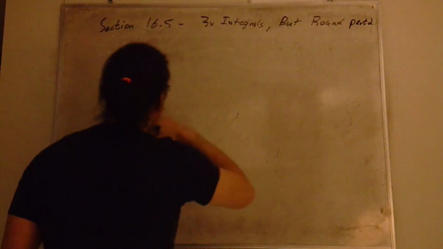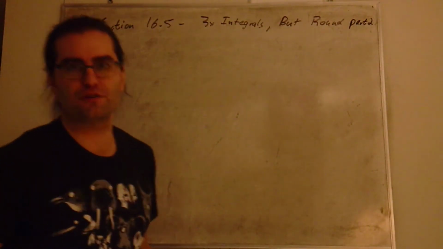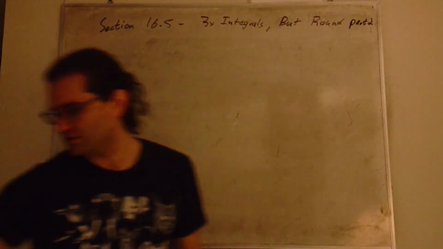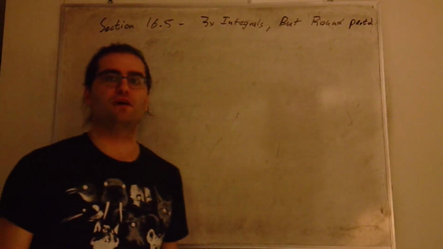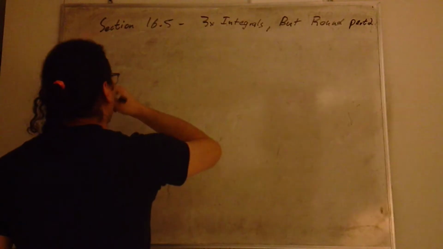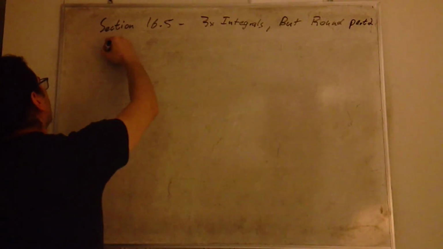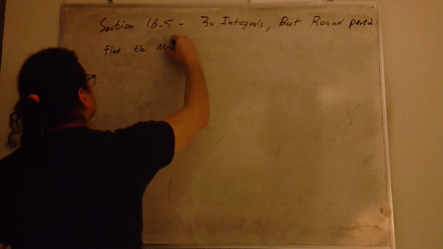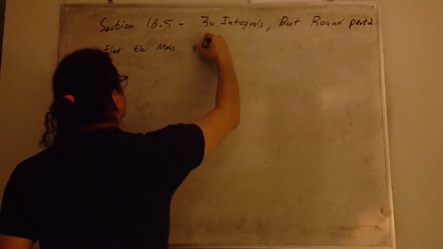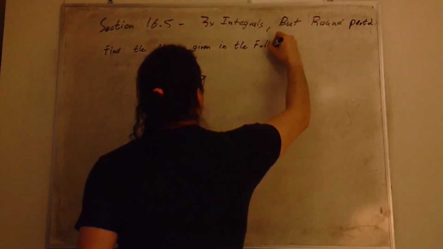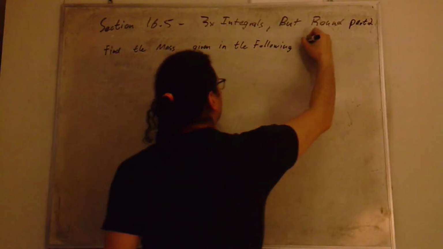Okay, so I mentioned that the other good reason that we would use triple integrals is for stuff like density. So I want to do an example of a density thing. So I want to find the mass given in the following integral.